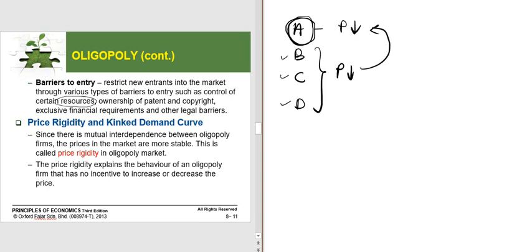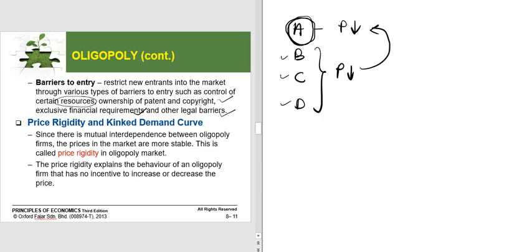Also in terms of patents and copyright, which we have looked at in the monopoly market. Financial requirements, meaning you need huge capital to start up a business in this oligopoly market. And also legal barriers, meaning permission by the central authority or the government. Okay, let's look at what we mean by price rigidity, which is related to the kinked demand curve for oligopoly.